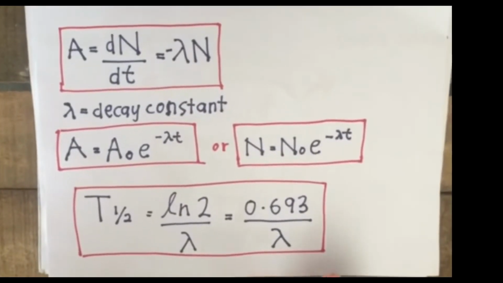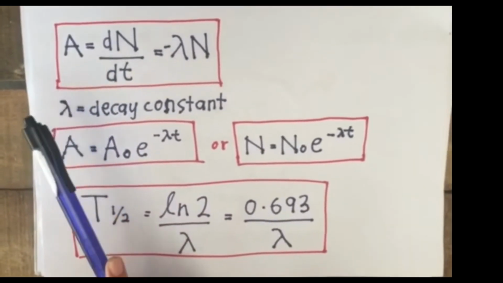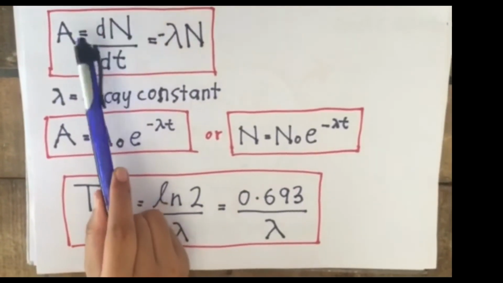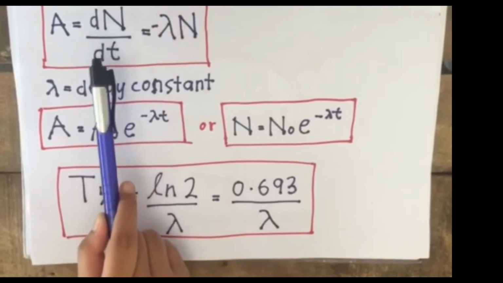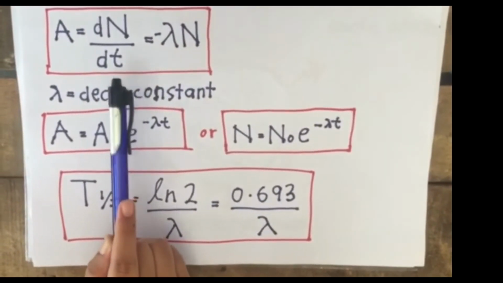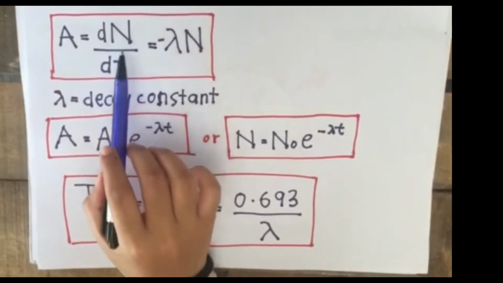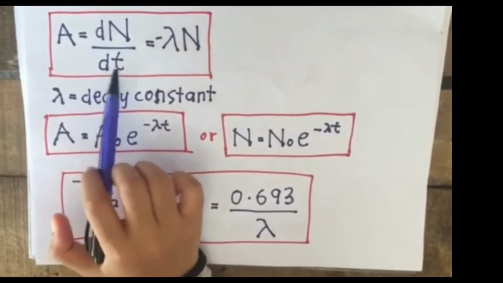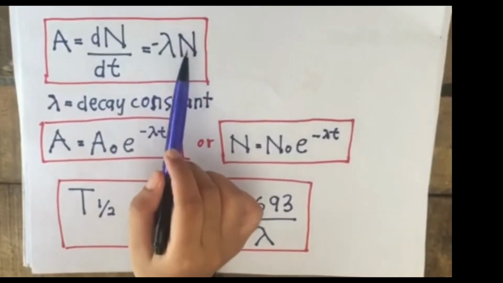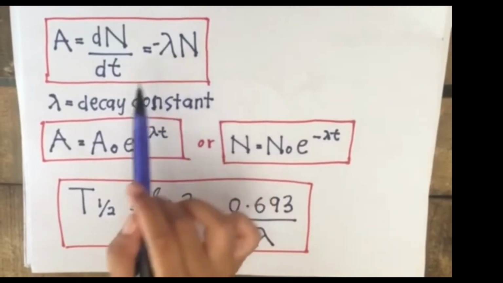Okay, we're going to look at the formula of the half-life. A is the activity. Or we can say the rate of decrease in the number of nuclei is proportional to the number of nuclei present. So N is the number of nuclei, and t is the time change. We can conclude that this is negative lambda N, where N is the number of nuclei and lambda is the decay constant.